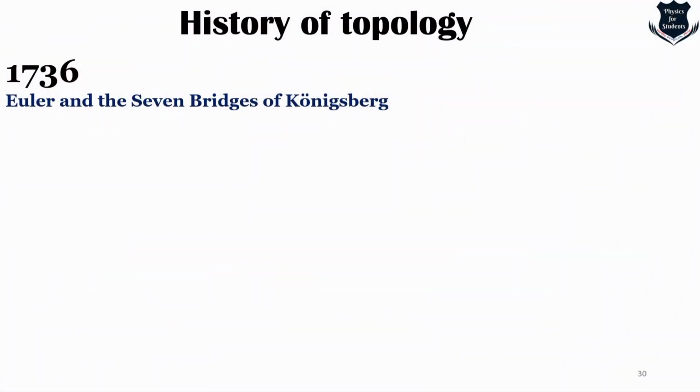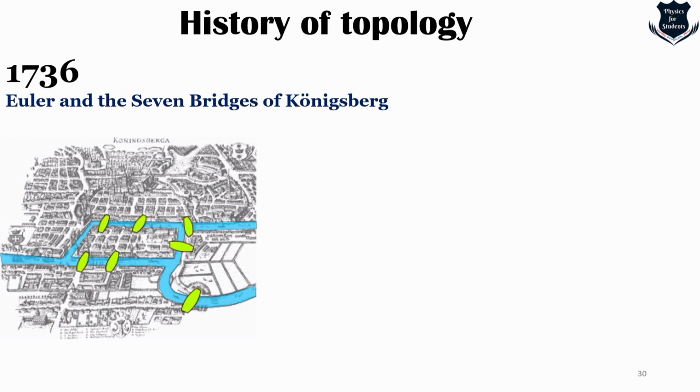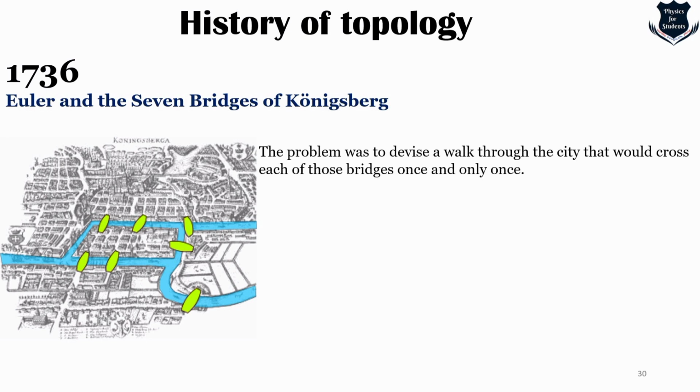The year was 1736. The city of Königsberg in Prussia was set on both sides of the Pregel River and included two large islands, Kneiphof and Lomse, which are connected to each other. The problem was to devise a walk through the city that would cross each of these bridges once and only once. Now, in the history of mathematics, Euler's solution of the Königsberg Bridge problem is considered to be the first theorem of graph theory and the first to prove in the theory of networks.